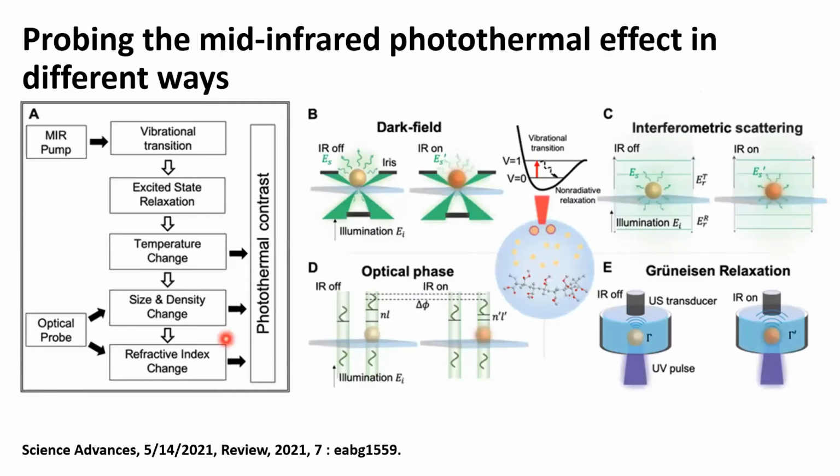In the review article, we summarize the mid-infrared photothermal effect and different ways to detect this MIP effect. In the first paper, we used dark field geometry, and we also mentioned interferometric scattering in the wide field manner. There are other groups, Lihong Wang at Caltech, using the Grüneisen parameter for photoacoustic detection. Also a group in Germany has done photoacoustic detection of mid-infrared absorption. But there's another way, using optical phase detection. So what is this?